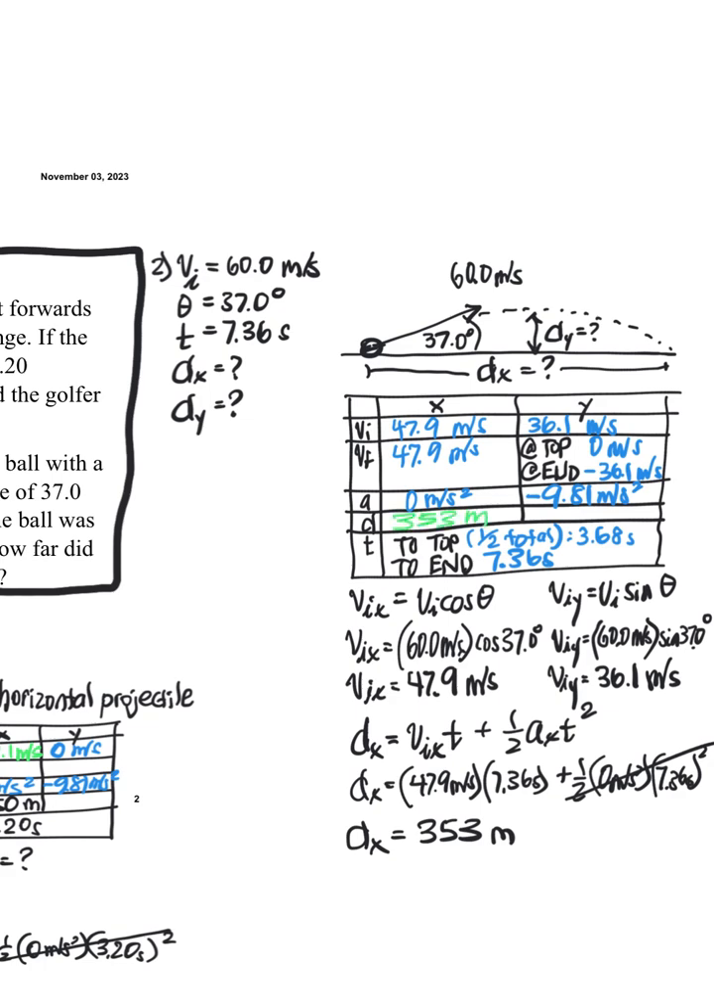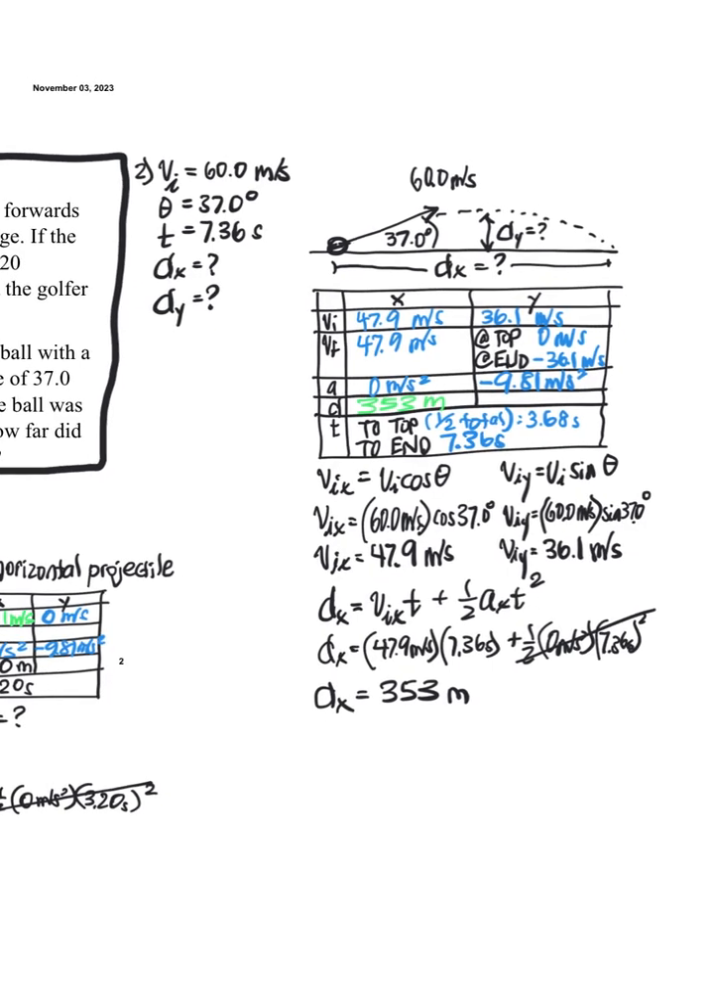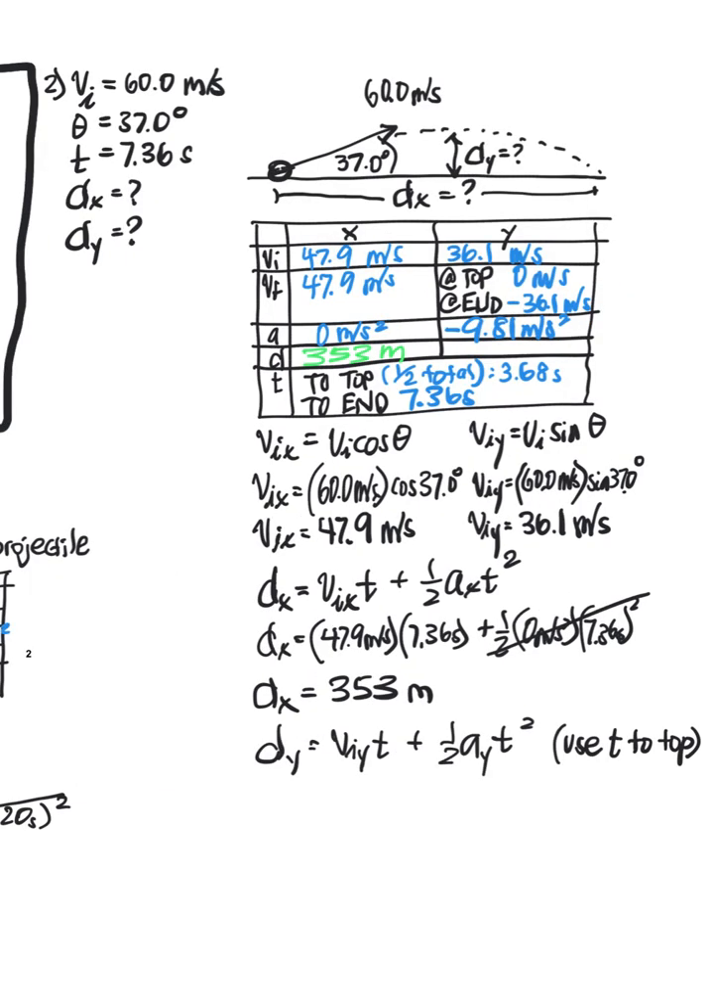Now, how high does it go? Now, for this one, we don't want to use the total time because we're going to wind up with a d of 0, which is mathematically accurate, because at the end of the total time, the ball comes back down to the ground, and so the displacement is, in fact, 0. We want to use the time to rise. And so same equation, except I'm going to be using the y information. And we're using the time to the top, the half the total time.